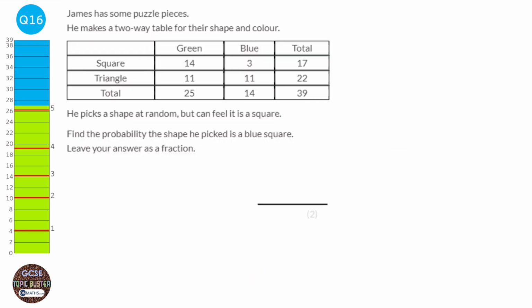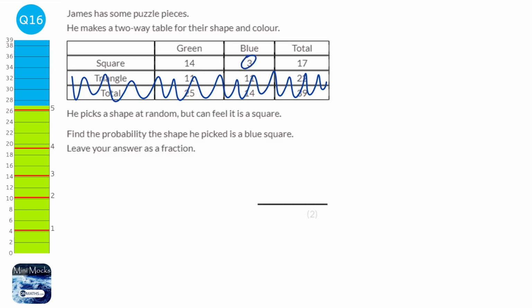So we know that James knows that he has a square. So we can actually get rid of all of this bit. It's not relevant at all to the question. And the question asks, what is the probability that the square is blue? Well, there are 3 blue squares, so it will be 3 over, and how many are there in total? Well, it says the total is 17. So the answer is 3 over 17.